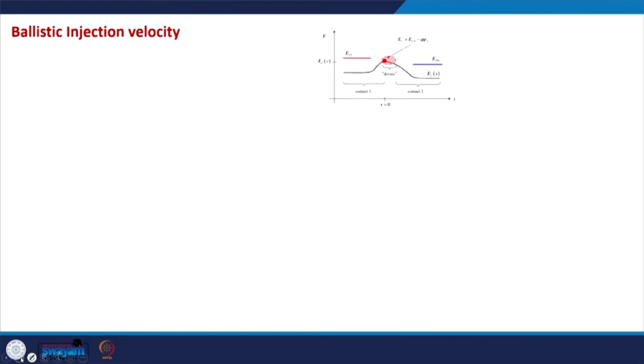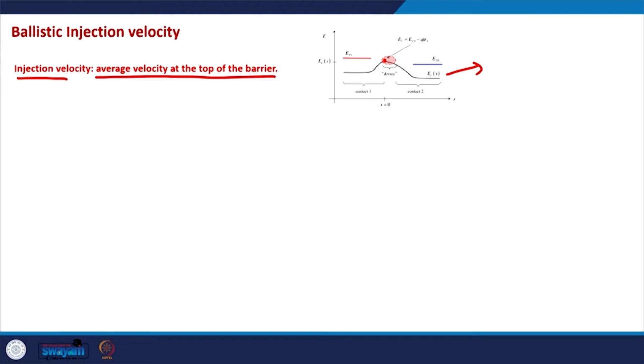In a ballistic MOSFET, this is how the energy landscape looks. This is the top of the barrier point, and the injection velocity is essentially the average velocity right at the top of the barrier, which can also be written as the average velocity in the positive x direction at the x equal to 0 point when we have applied a VGS and a VDS voltage to the system. So this is a more correct, more elaborate way to write down the injection velocity in MOSFETs.